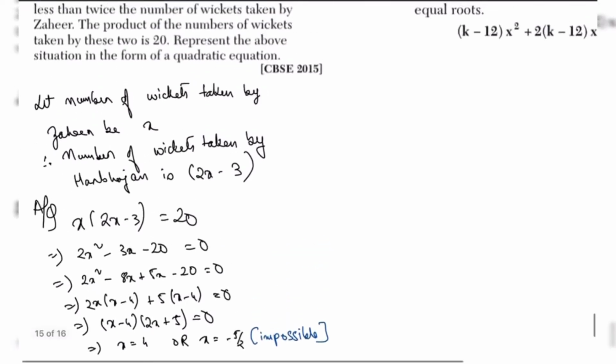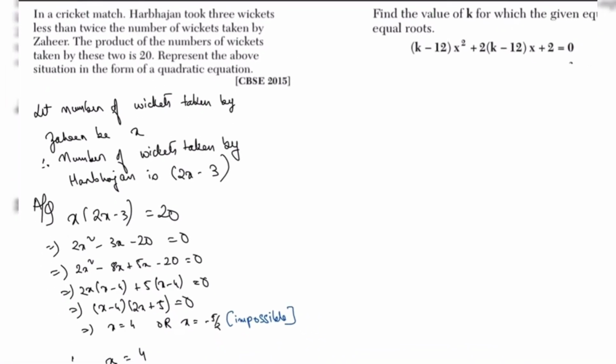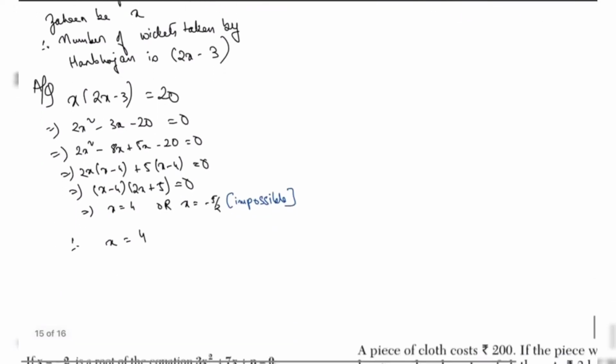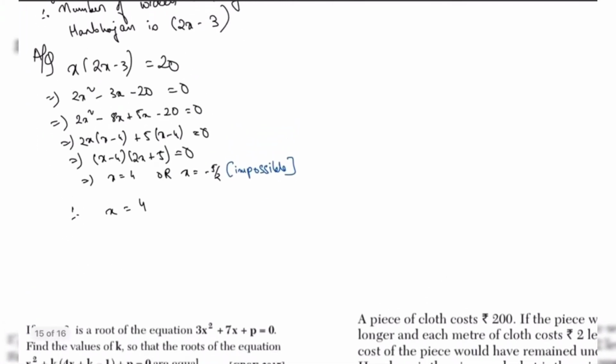Let's see what the question is asking. Oh, we just needed to represent it in the form of a quadratic equation. We ended up solving everything, which is not bad anyway. So basically what we are saying is that Zahir took 4 wickets and Harbhajan took, just as I had guessed, 2 into 4 minus 3, so 8 minus 3, that is 5 wickets.